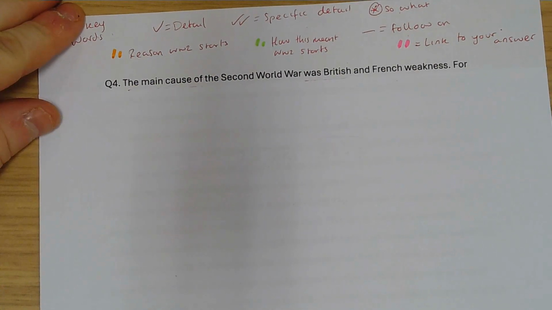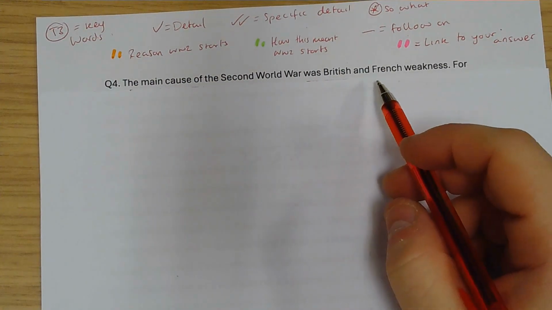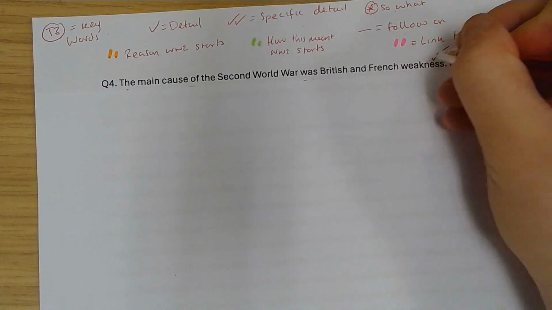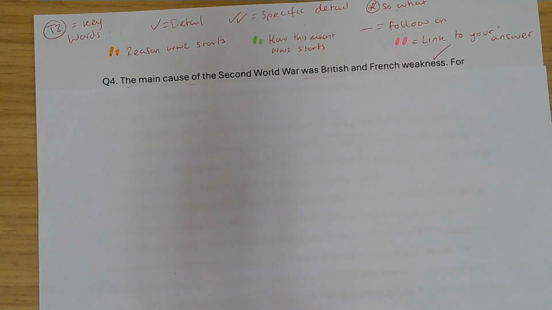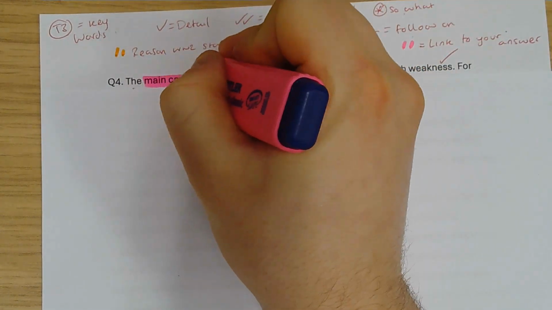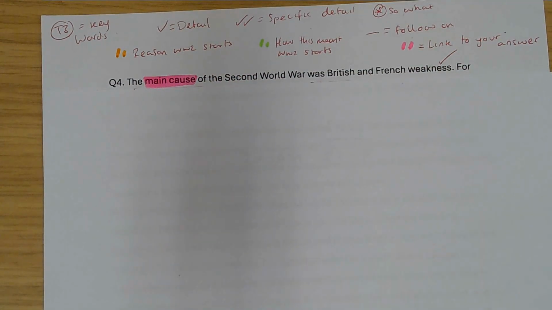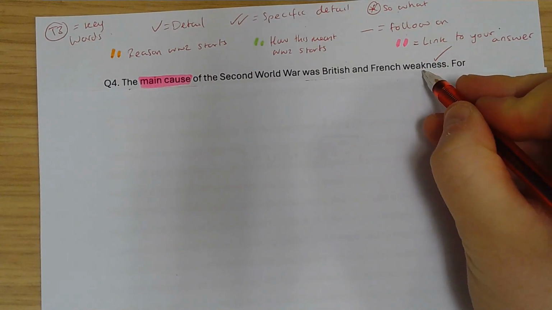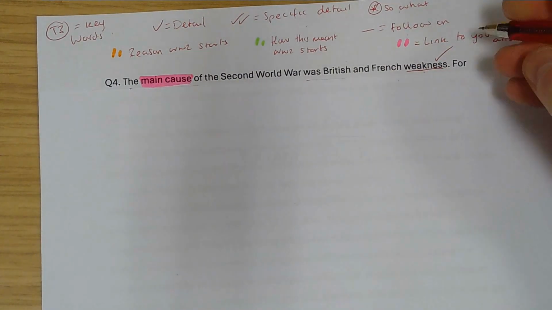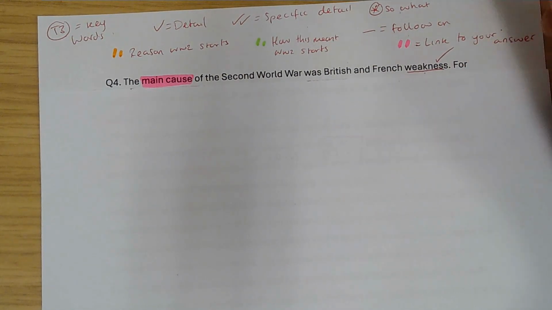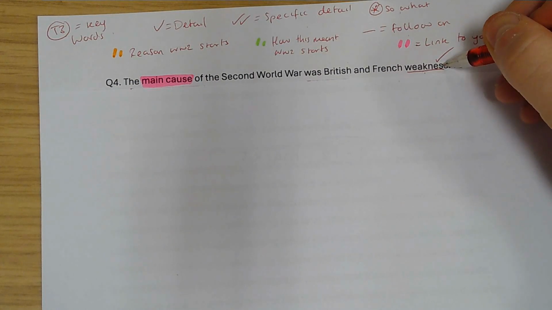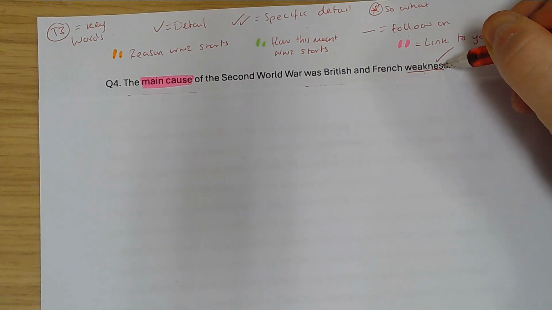So I start off by saying the main cause of the Second World War was British and French weakness. Okay, so first of all, as an examiner, I can see straight away this is going to be their argument, the main cause. Okay, they've said the main cause is British and French weakness, so I should see this in every paragraph. So I'm looking now for an example of British and French weakness.